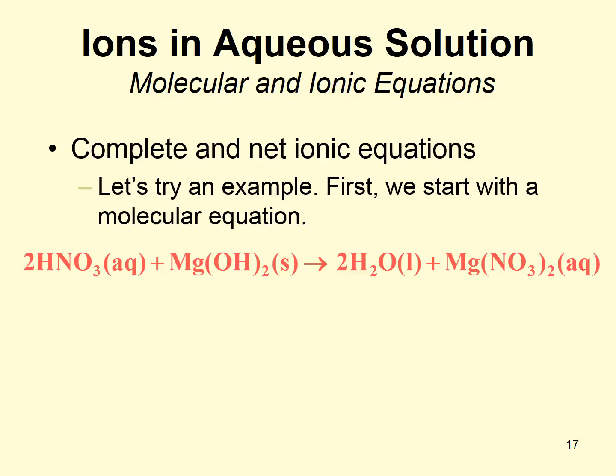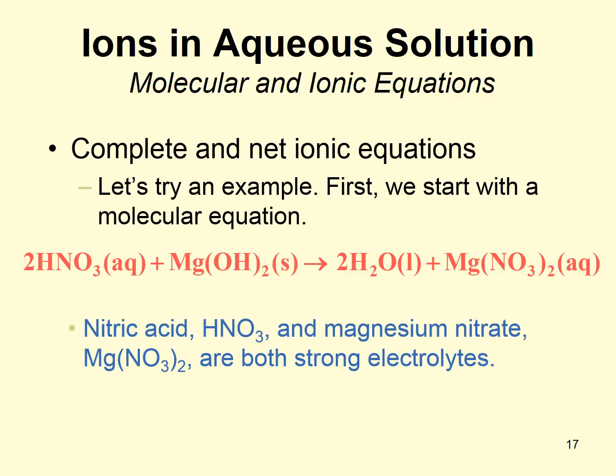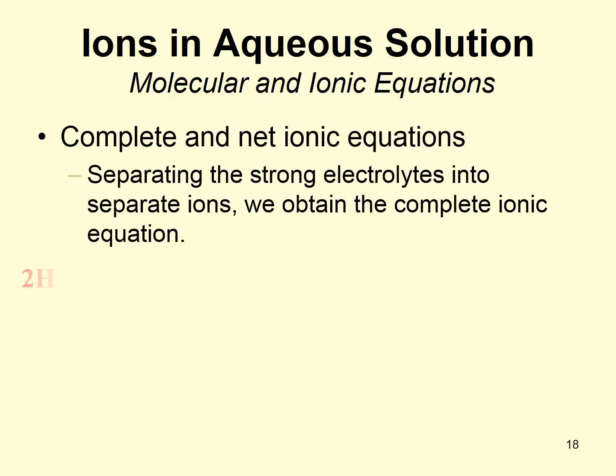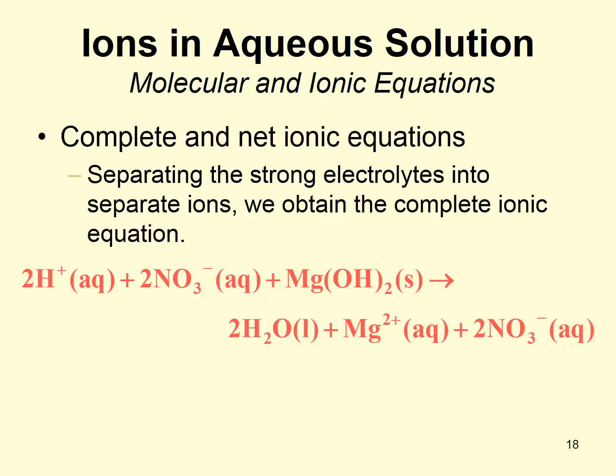Keep in mind that the only things that break apart are the aqueous. In this case, this is the first time we've seen a liquid. A liquid will stay put together and a solid will stay put together. So the HNO3 will break up into H plus and NO3 negative, and there's two of each of them. So you can see that. All right, so the H plus and the NO3 negative get broken apart, and there's two of each of them.